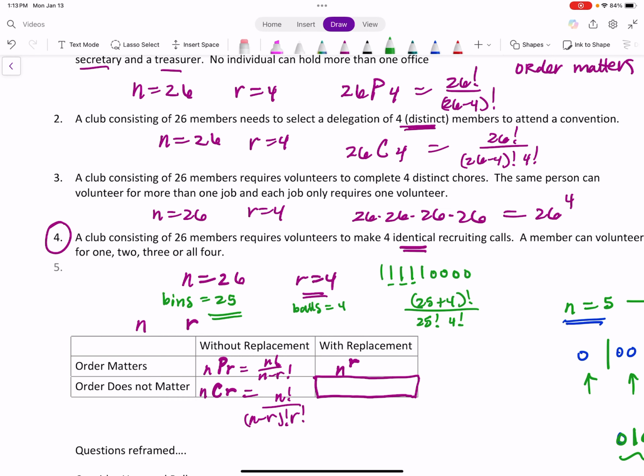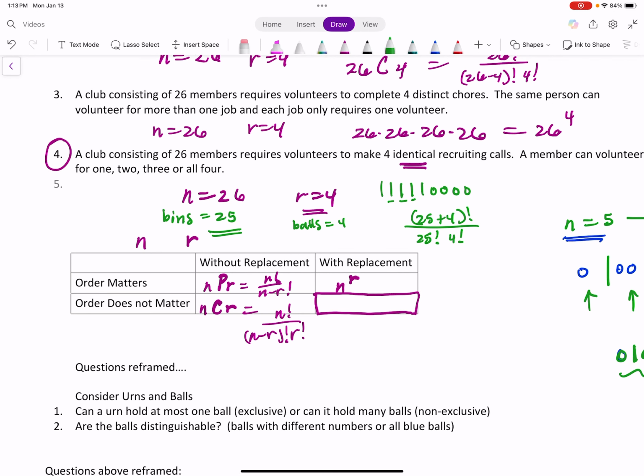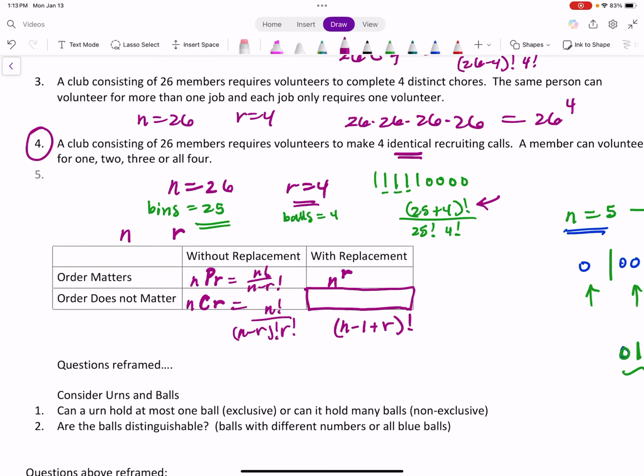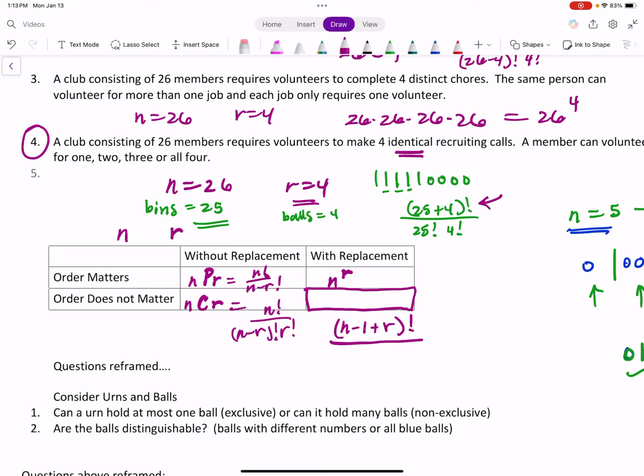So let's do it in general. Well, we have n distinct bins, which means we have n minus 1 bars, our n minus 1 dividers. And we have our indistinguishable balls, so plus r. We take the n minus 1 plus r factorial, that's what we did up here. And then we divide out the identical bars, which is n minus 1 factorial, and the identical balls, r factorial.